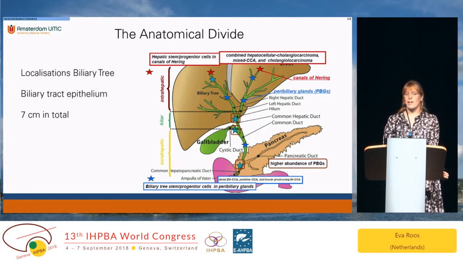biologically, these tumors are related, and this has mainly to do with the fact that the cell of origin always derives from the biliary tract epithelium. Either they are dedifferentiated mature cells, or they are cells that derive from the canals of Hering in the small bile ducts that arise into intrahepatic cholangiocarcinomas, or they derive from the peribiliary glands, and these are lying in the larger bile ducts. And as a matter of fact, this whole tract is only 7 centimeters long, so you can imagine these tumors are related.